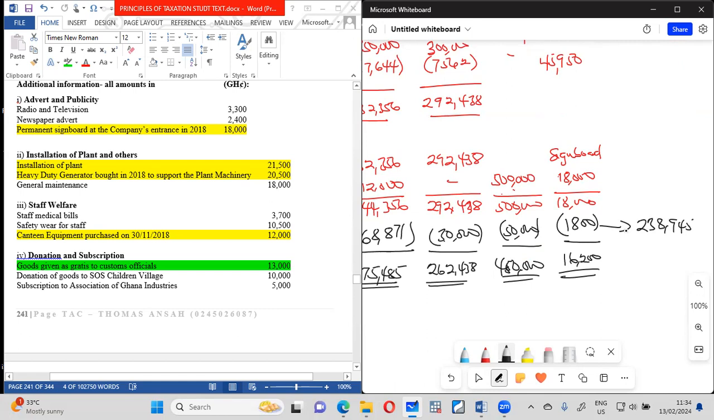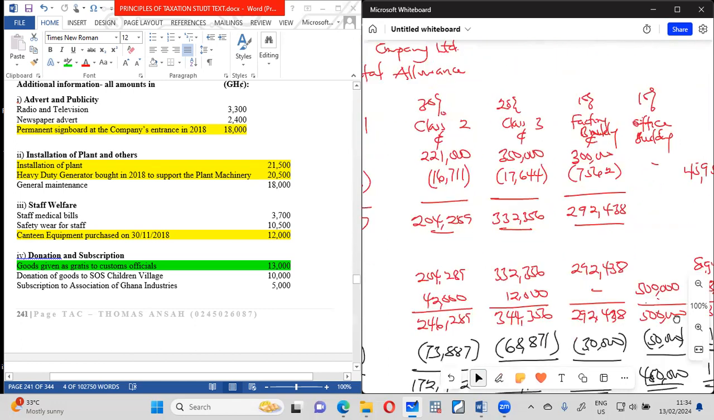238,945. So if we are not giving capital allowance for 2018, this will be the capital allowance that will affect our figures that we had over there. Okay, that is that. All right, so basically that is it. So we've done the A part of our question. Let's go to the B part of our question.